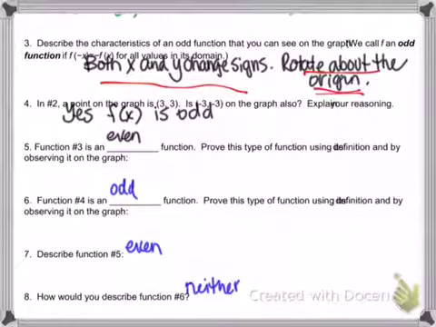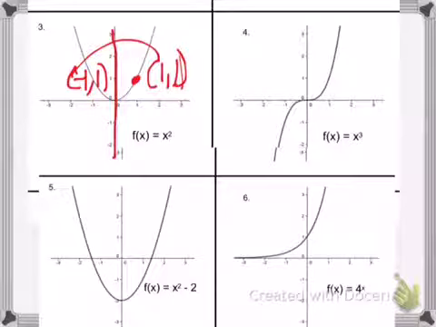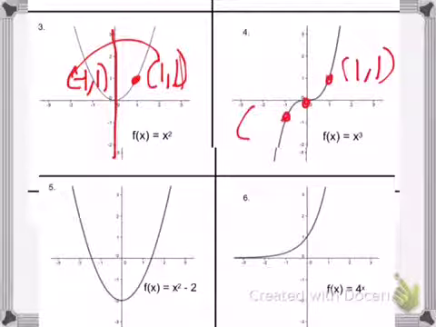Number 4 is an odd function. So, yes, it's an odd function. It's rotational about the origin. And we have point 1, 1, and point -1, -1. Both the x and the y value change.